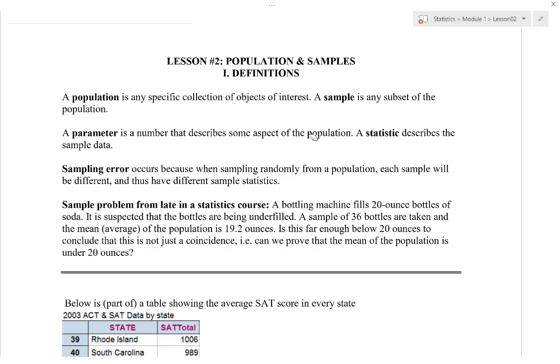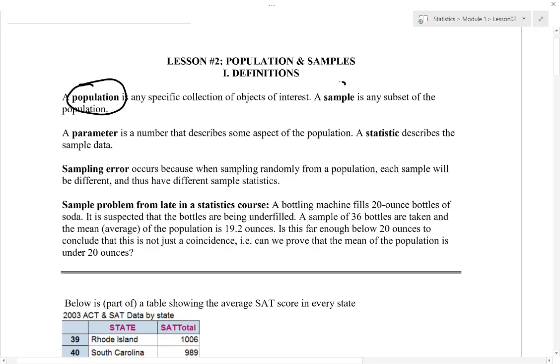So it's fitting that this is the first topic we talk about, because the difference between populations and samples is very important. I think this is a topic that most people have an instinctive knowledge of. In other words, we know generally what a sample is. So a population is what we're trying to study. It's any specific collection of objects of interest, or people of interest for that matter.